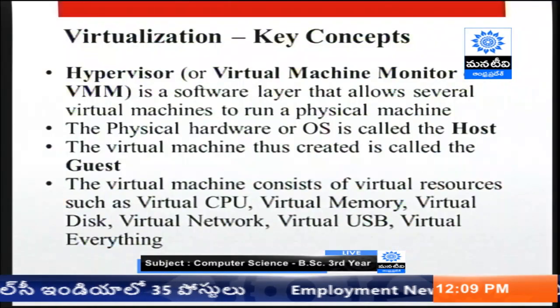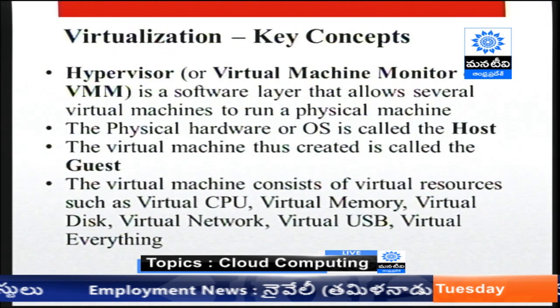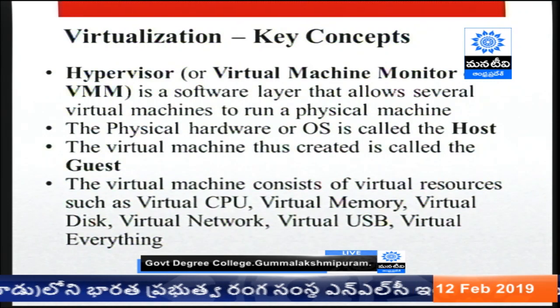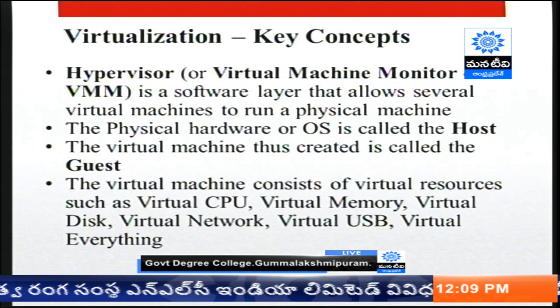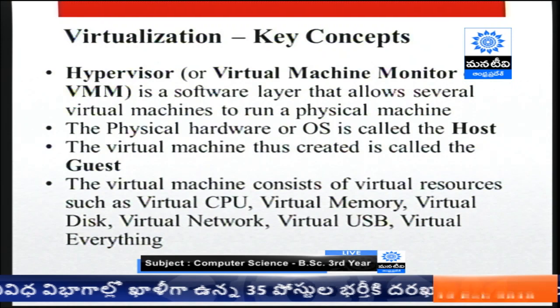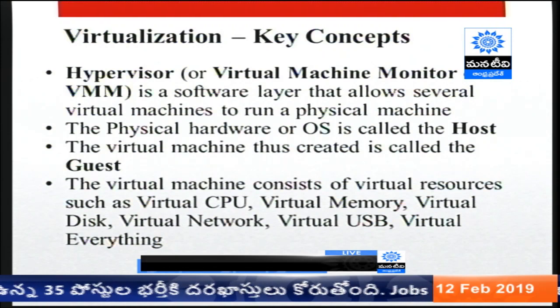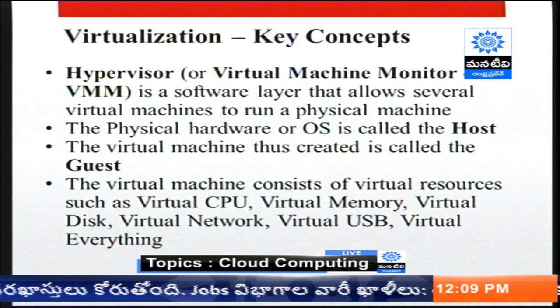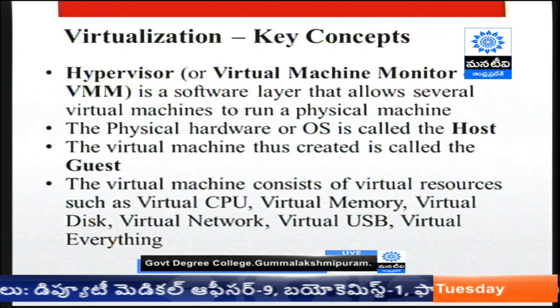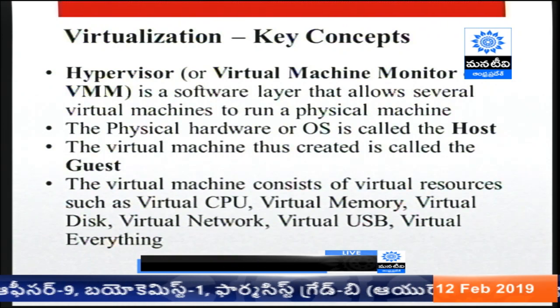related to hypervisor. A hypervisor, as we discussed, is a software layer which allows the creation of multiple virtual machines on a physical machine. The physical machine is typically known as the host machine or host OS, and the virtual machines are called guest operating systems or guest machines. Your virtual machine consists of all virtual resources, not physical resources. You have a virtual processor, virtual memory, virtual storage, a virtual network interface card, virtual USB. Everything is virtualized. So we have only one physical resource, but you have several virtual resources.